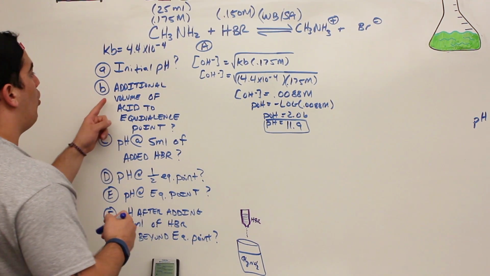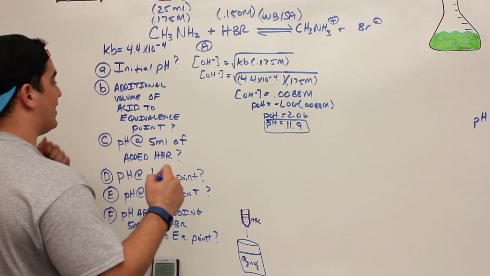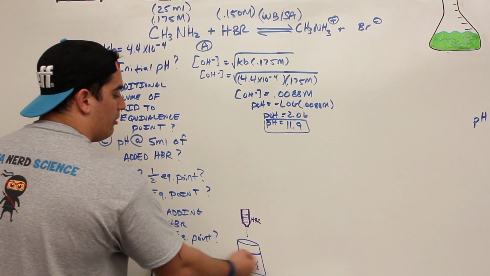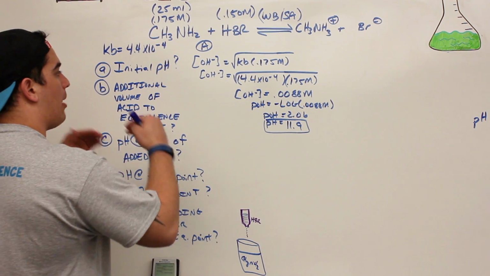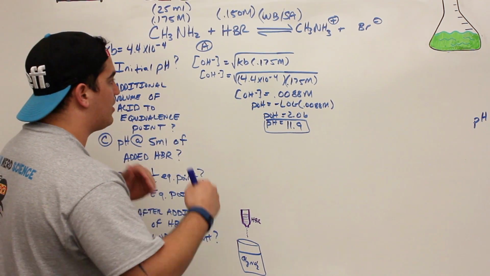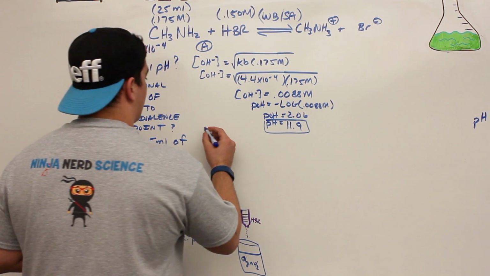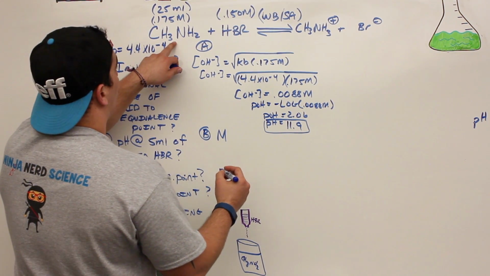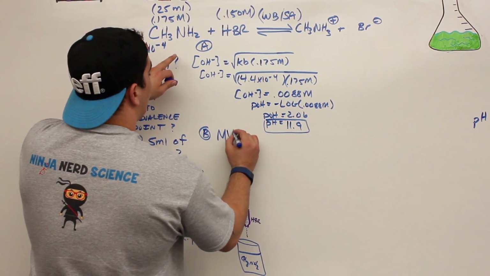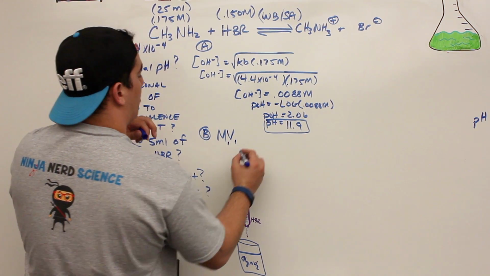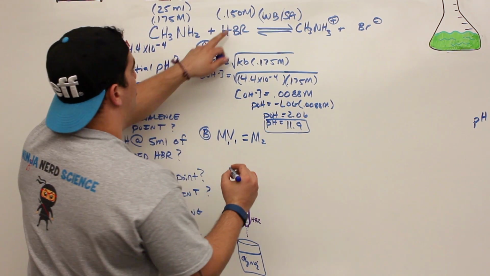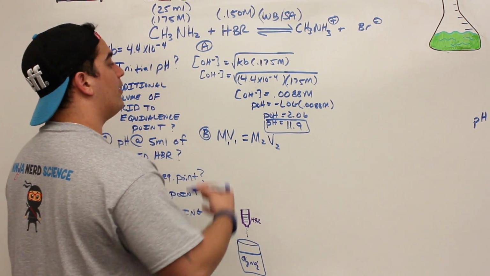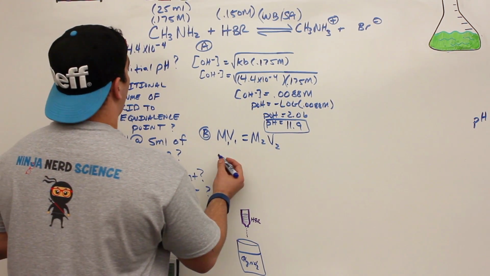What is B? What is the additional volume of acid that's needed to get us to the equivalence point? In other words, how much HBr do I need to add into this methylamine solution to get me to the point where my moles of acid and my moles of base equal each other? What do we use for that formula? It's the same formula that we've used for the other two. M1, which is again the molarity of our methylamine, times V1, which is the volume of our methylamine, equals M2, which is the molarity of our HBr, times V2, which is the unknown volume of HBr we need to figure out.